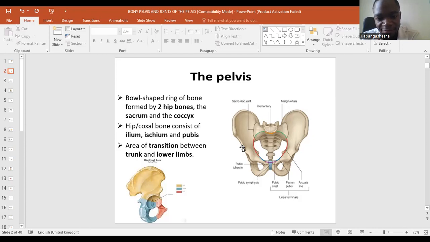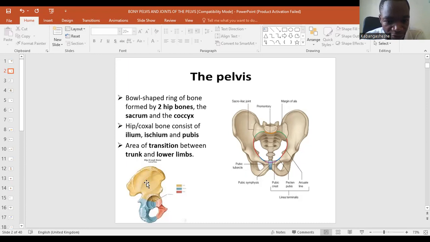Now, within the ilium, there are two surfaces. This is the ilium. There's a surface inside and the surface outside. So the inner surface, we call it the iliac fossa. At the same time, this is a wing or the ala of the ilium. So the wing or the ala of the ilium has two surfaces. The inner surface is the iliac fossa. The outer surface is the gluteal region.